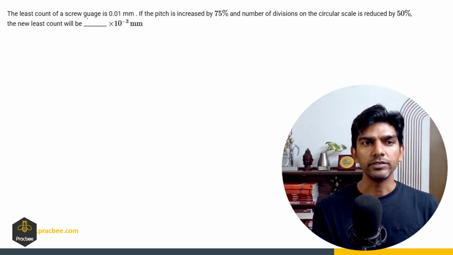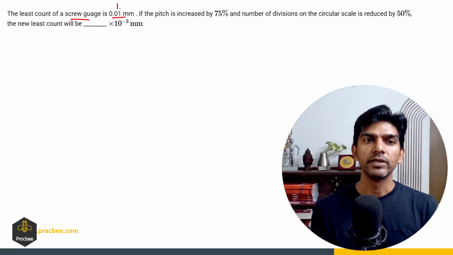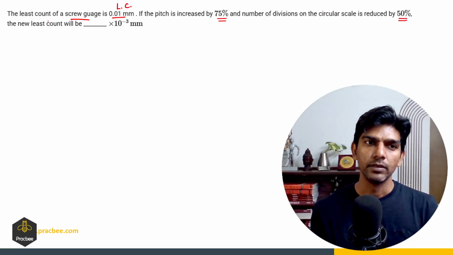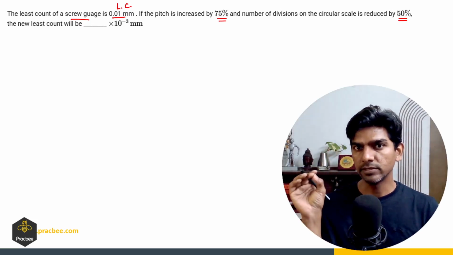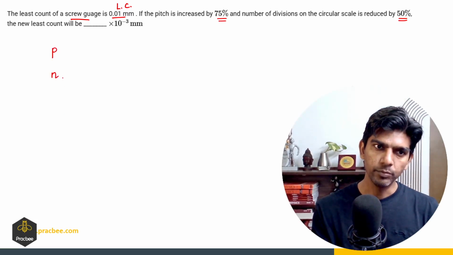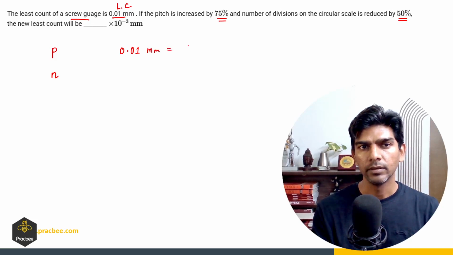So let us see the next question. The least count of the screw gauge is 0.01 millimeter. If the pitch is increased by 75% and the number of divisions on the circular scale is reduced by 50%, the new least count will be dash times 10 raised to minus 3 millimeter. So basically we are altering the pitch as well as the number of divisions on the circular scale. If I denote pitch with P and the number of divisions on the circular scale with N, the original least count of 0.01 millimeter will be P by N.